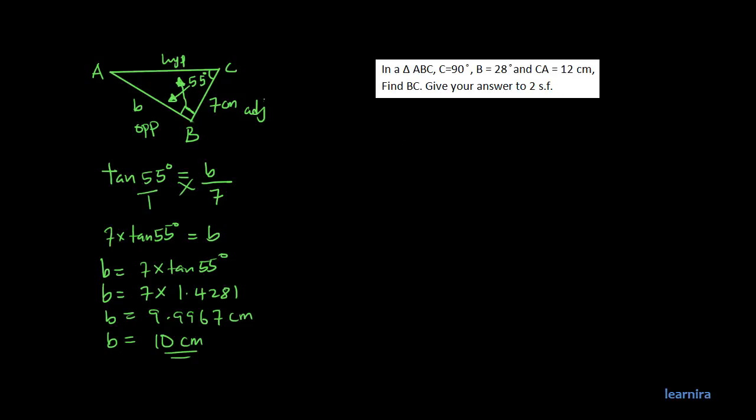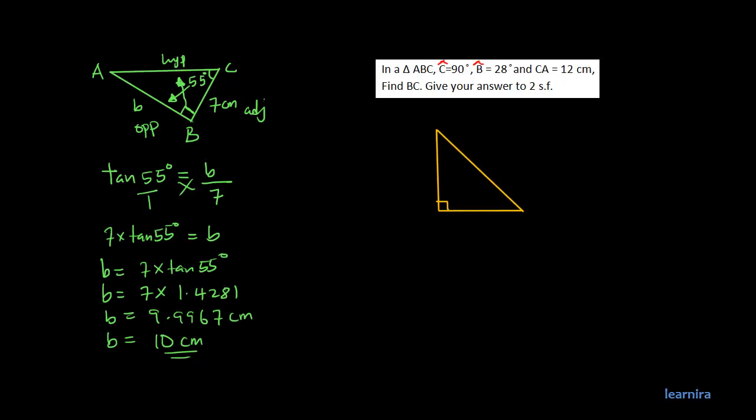Okay, let's say the triangle looks like this. It's a right angle triangle. Now, I know you might be saying, how did you know it's a right angle triangle? You see, this angle here is 90 degrees. This angle here is 28 degrees.